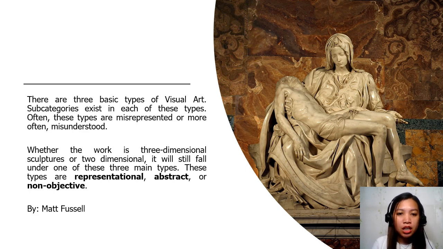So whether the work is a three-dimensional sculpture or two-dimensional, it will still fall under one of these three main types. So we have the three types of visual arts: the representational art, abstract art, or non-objective or non-representational art. Okay, so as you can see here, this is a sculpture entitled Pieta by Michelangelo.